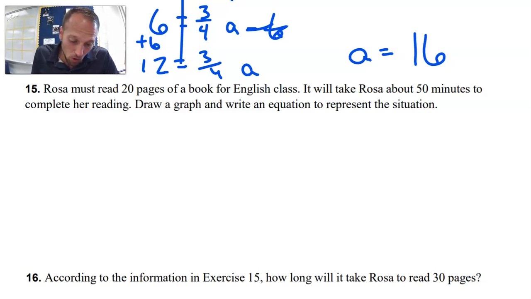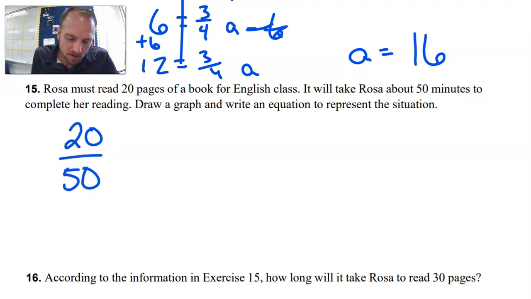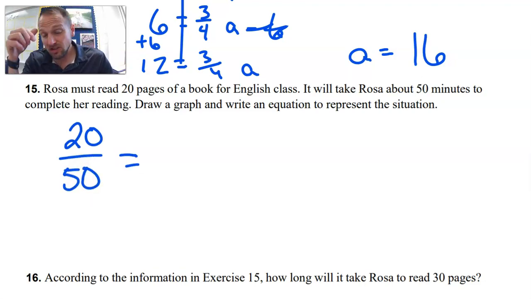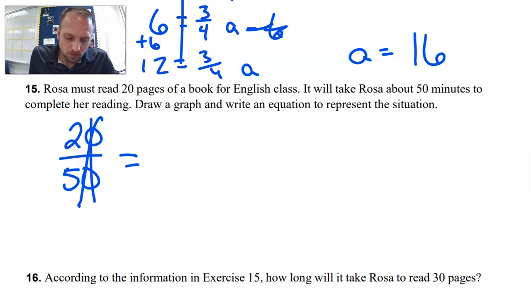Okay, that's just a slope. 20 pages in 50 minutes. That's your slope. How fast is it changing? How fast is she reading? 20 pages per 50 minutes. So let's simplify this. Knock off those zeros, divide by 10. Our slope is going to be 2/5.